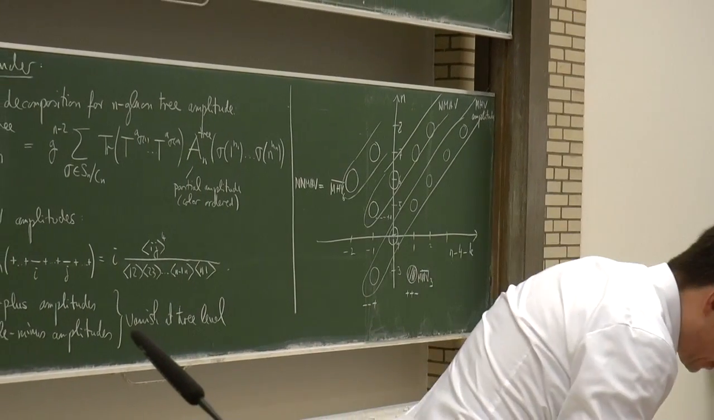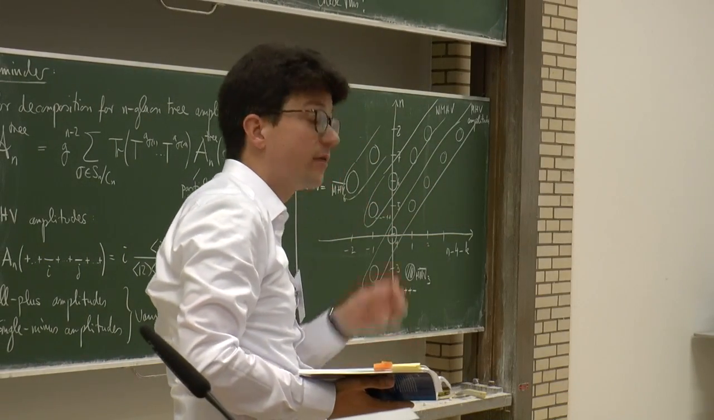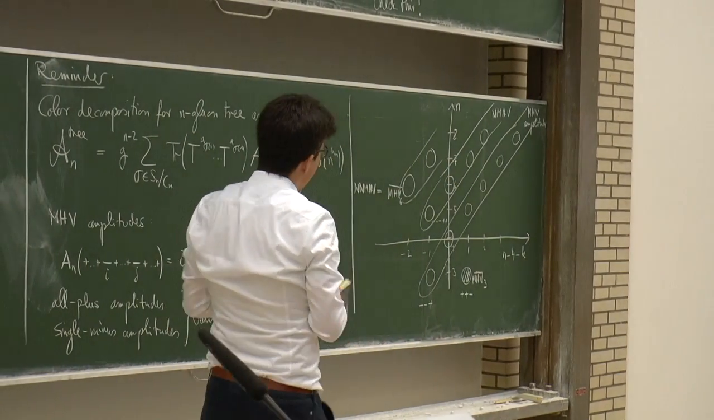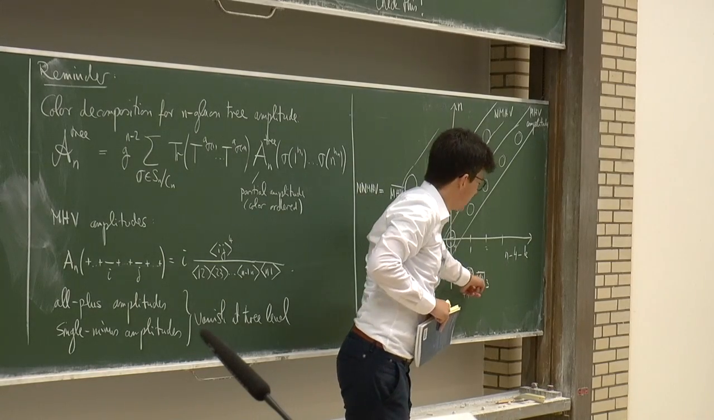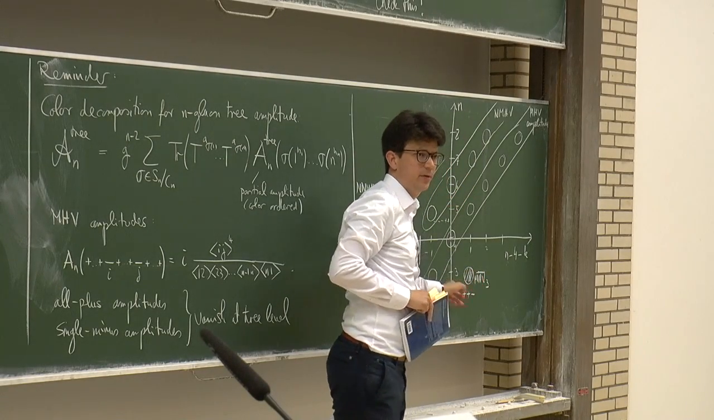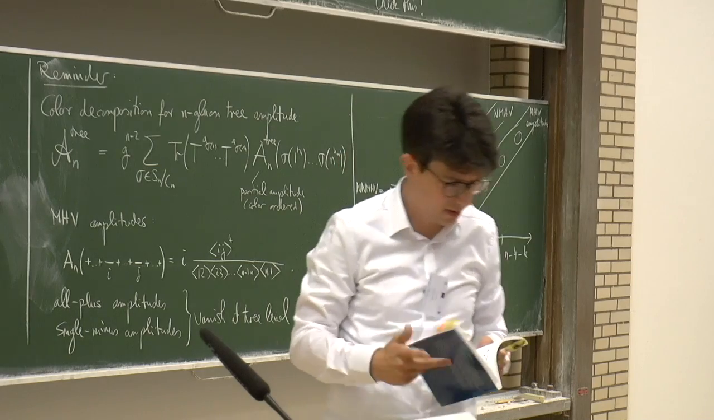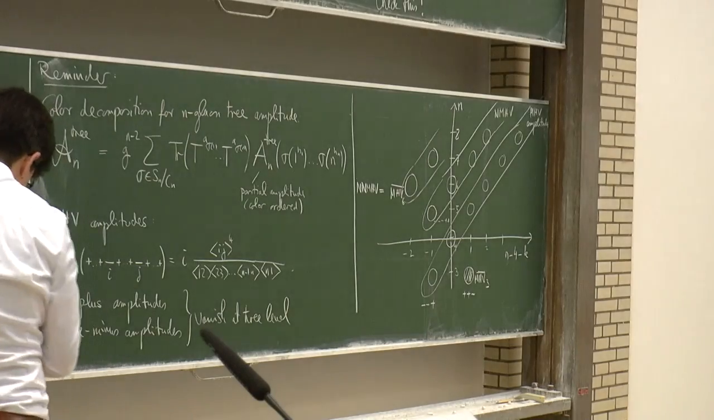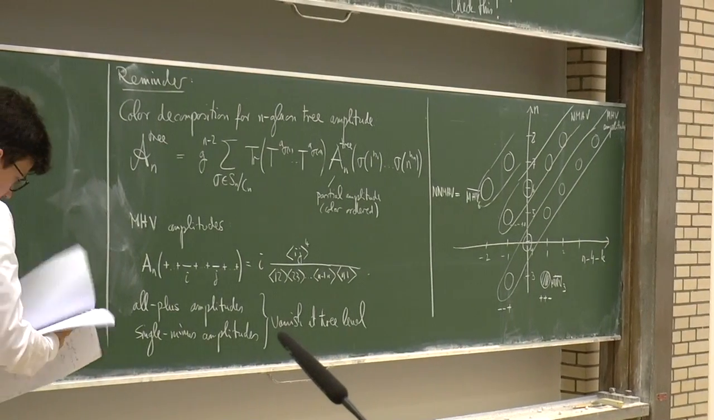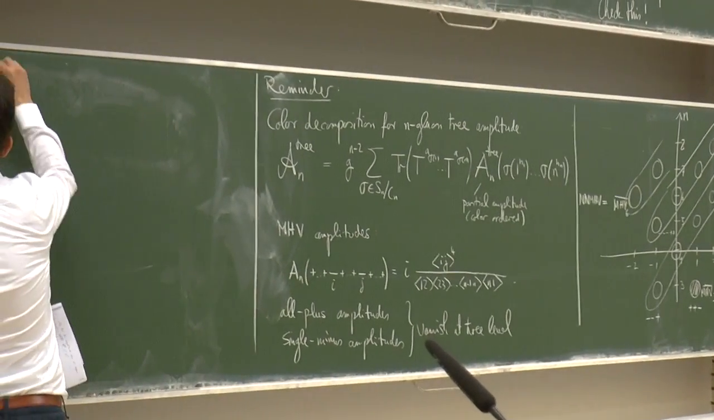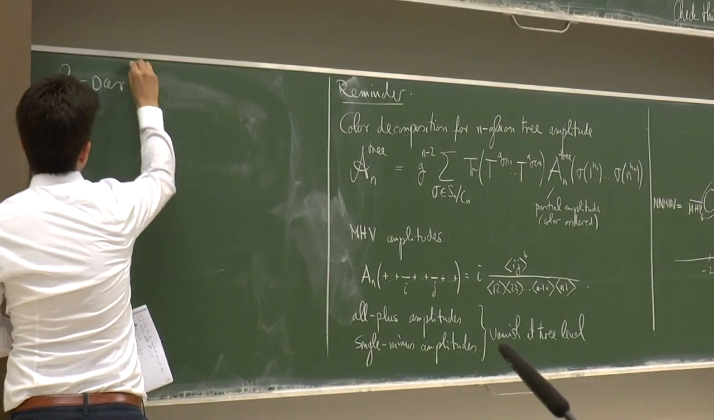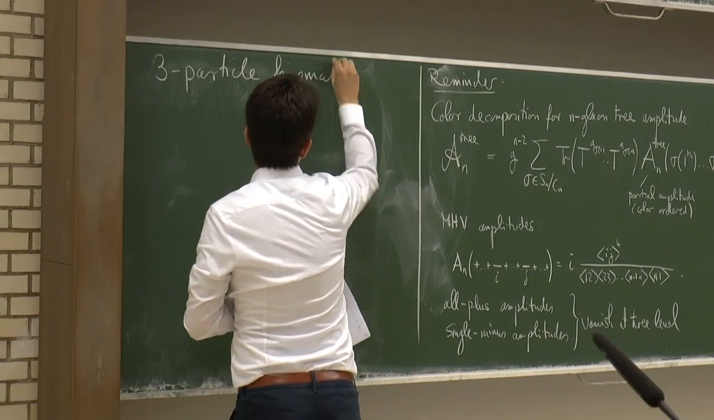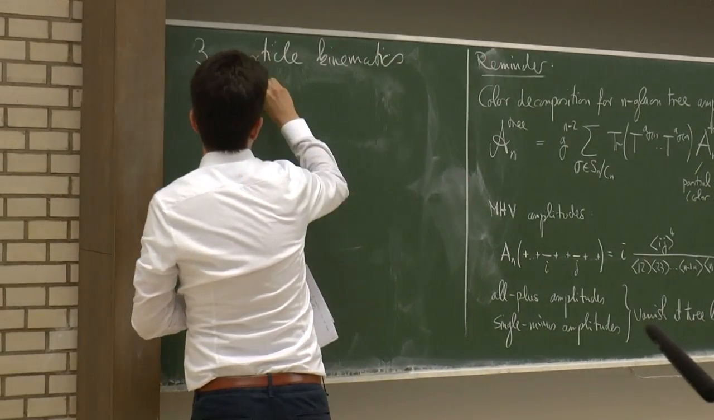All right, so then let's return to BCFW, to our recursion relations, and to really make them work, I need to tell you a bit about these kind of exotic 3 particle amplitudes. What are they? How are they relevant? So we'll talk about 3 particle kinematics and amplitudes.